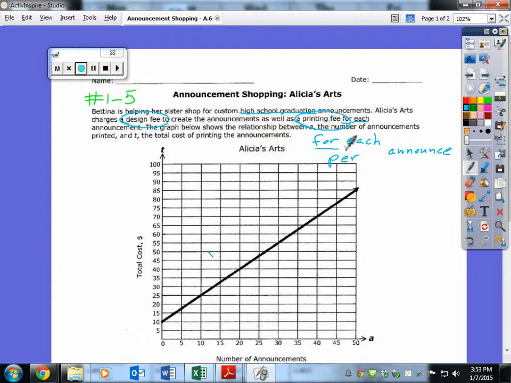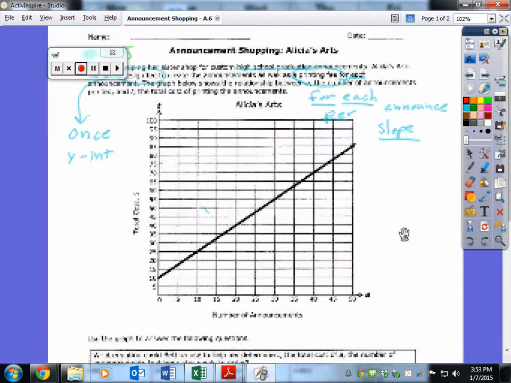Now these keywords, for each announcement or per announcement, mean that we're talking about slope. So whenever we find slope, that's what that'll be. Our design fee, because we're only charged a design fee once, and that's the first thing that we're going to pay, this is going to be our y-intercept. Now, because we have a y-intercept and we know that's going to be our design fee, I can automatically tell you what my design fee is going to be.